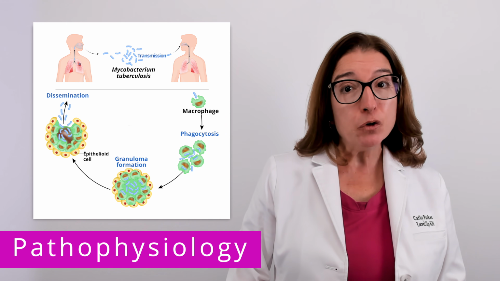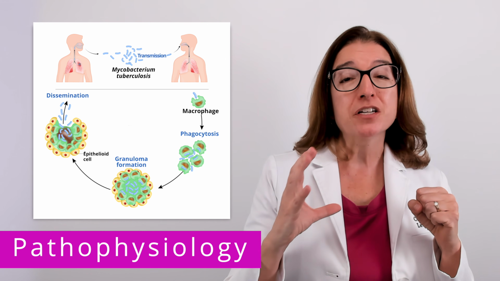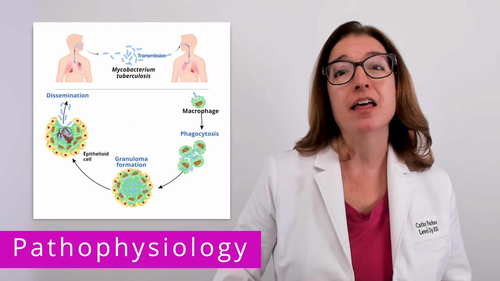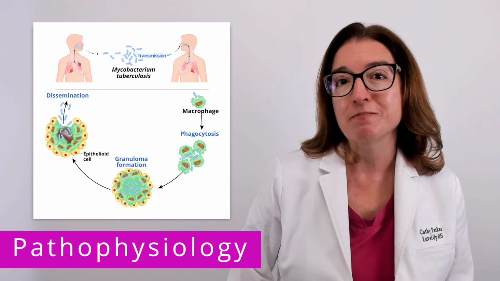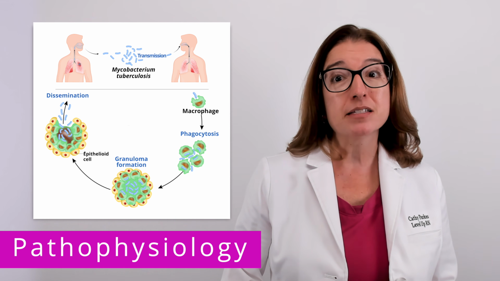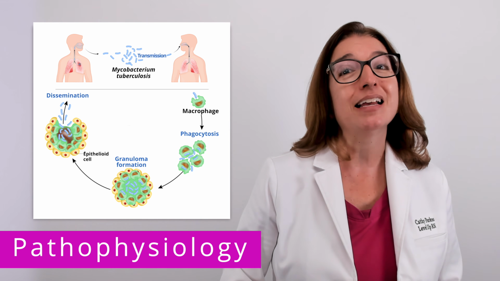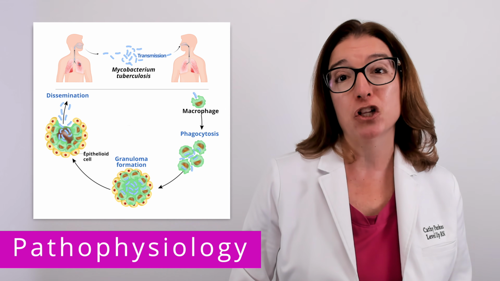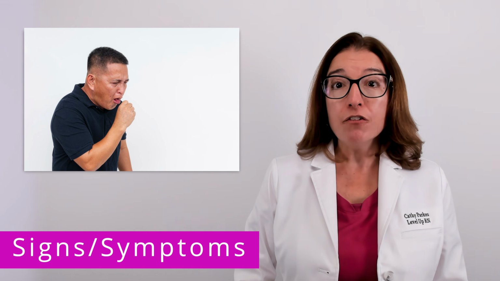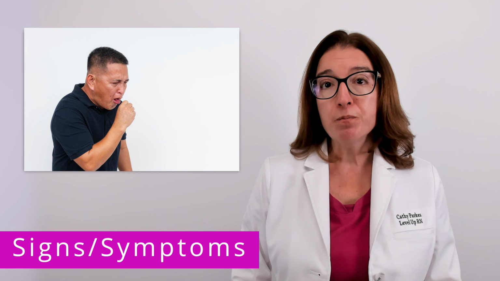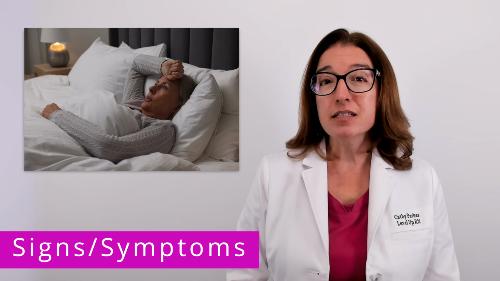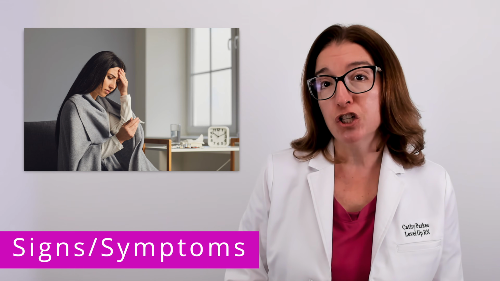This triggers an immune response where macrophages come and ingest the bacteria, which leads to inflammation and the formation of granulomas. So granulomas are clusters of immune cells, and the presence of granulomas in the lungs is a key distinct feature of tuberculosis. Symptoms of an active TB infection include a cough that lasts for 3 weeks or longer, coughing up bloody or purulent sputum, night sweats, weight loss, fever, and chills.